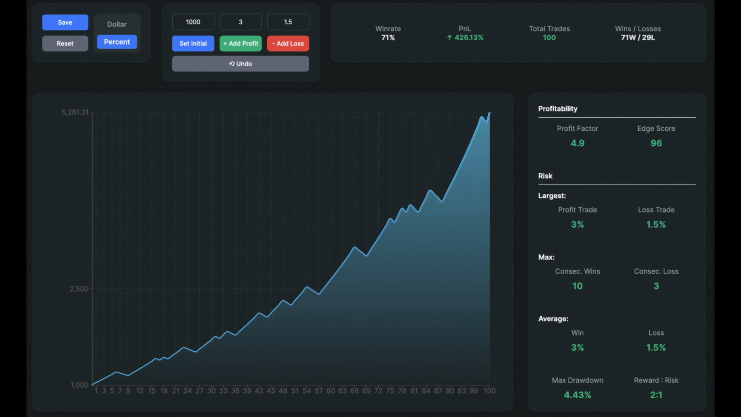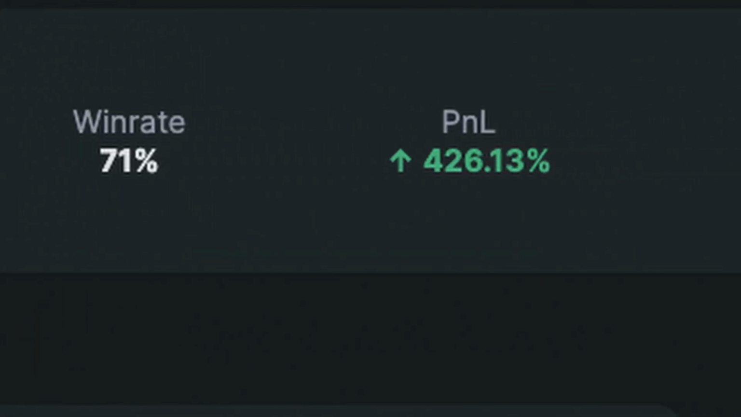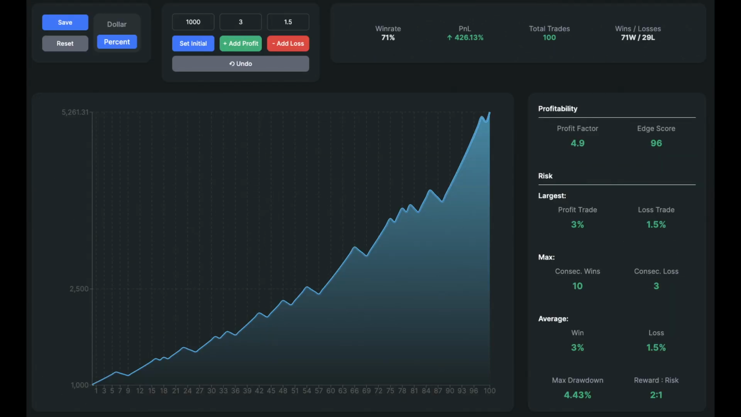So now I'm curious what you guys have been waiting for. Our win rate using this strategy was 71% and our account gained over 426%. Now when I say our account gained, I mean the value of our account at the end was 426% more than when we started, which is outstanding.